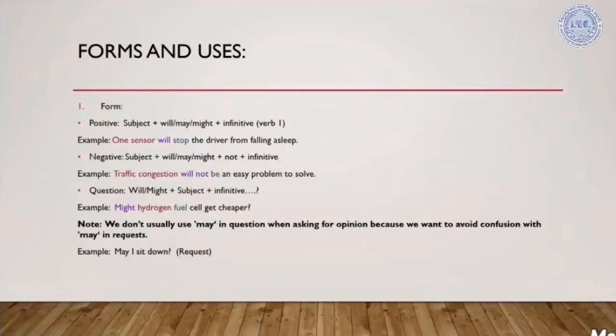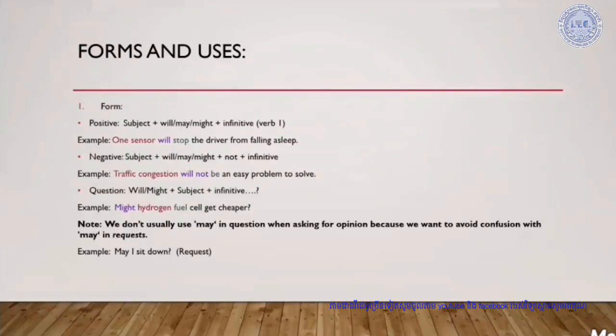So generally in English grammar, there are three forms including positive, negative and question. So we'll begin with the positive form. In positive, we have subject plus the verb will, may or might, plus infinitive. So infinitive here refers to the verb one without the word to or without ing. That's what we call infinitive. For example, one sensor will stop the driver from falling asleep.